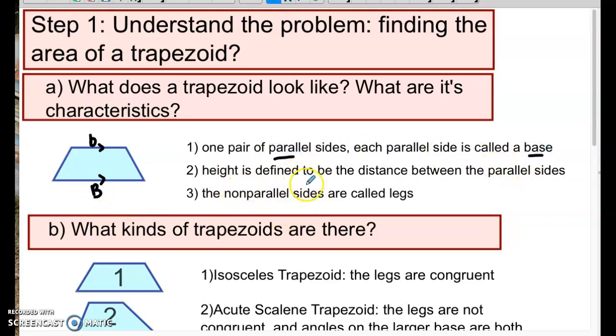Now the height is defined to be the distance between the parallel sides, and we always measure distance between two parallels to be the perpendicular distance. So this is going to be the height of our trapezoid. And then we've got the non-parallel sides. These are called legs, and I'm going to call this leg number 1 and leg number 2.